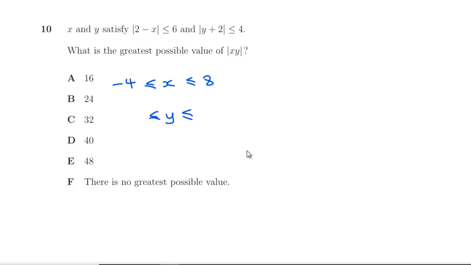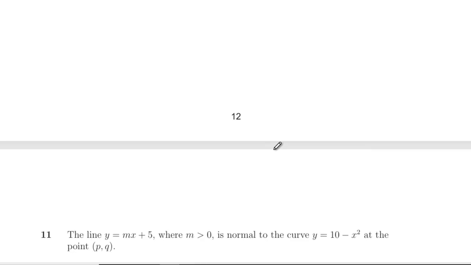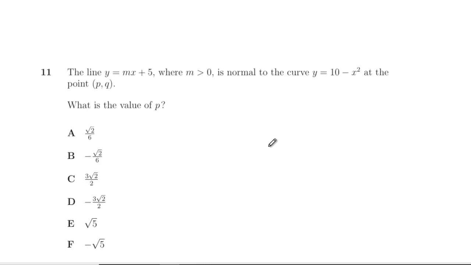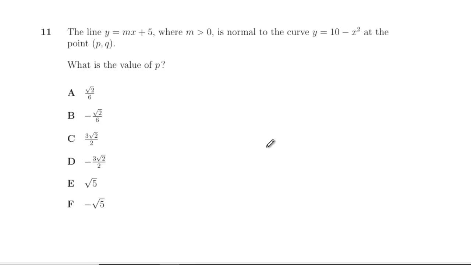For y, we can't go above 2. We could go down to minus 6. So we want to have the greatest magnitude. So it'll be those two, minus 48, mod it, 48. Okay. Question 11.